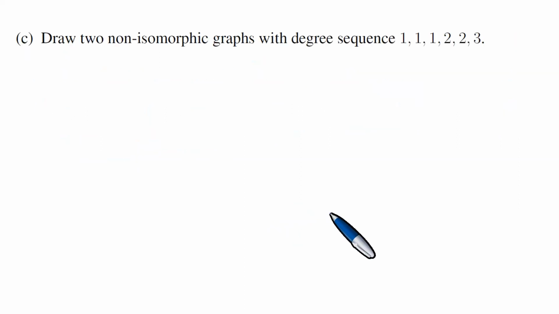Okay, let's look at another example. In this case, you need to draw two non-isomorphic graphs with the degree sequence triple one. Okay, let me see what you're thinking there.